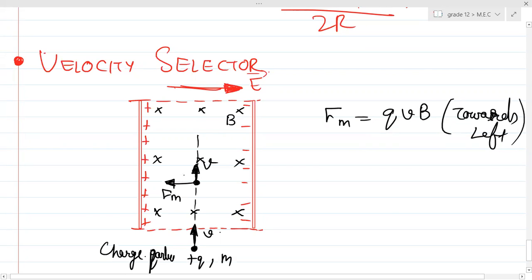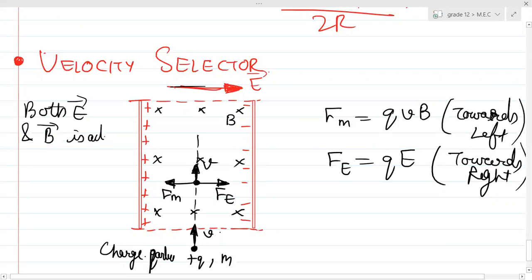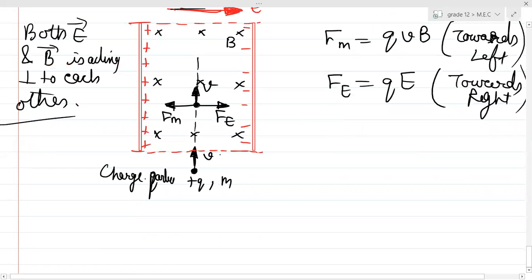And will there be only this force? Can you see there is an electric field? So there will be an electric force as well, equal to QE, and this force will be acting in this direction, towards right. So can you see, guys, I created an arrangement in which both an electric field and a magnetic field are acting perpendicular to each other. And with the help of this, I'm throwing a charged particle.